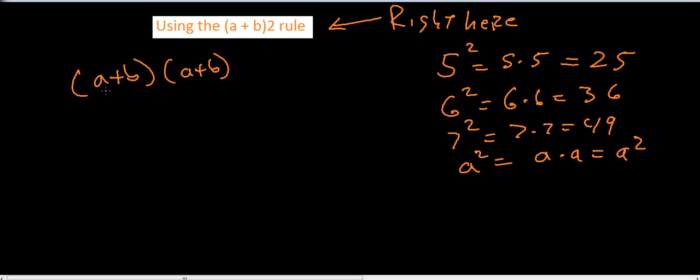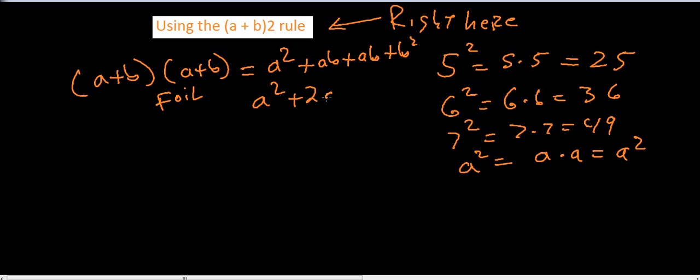So here, we're going to take a plus b, and we're going to multiply by a plus b. And you're going to FOIL it like we've done before. So you're going to have a squared plus ab plus ab plus b squared. Combine our like terms, so you get a squared plus 2ab plus b squared. And there we derived the formula that we're going to use.